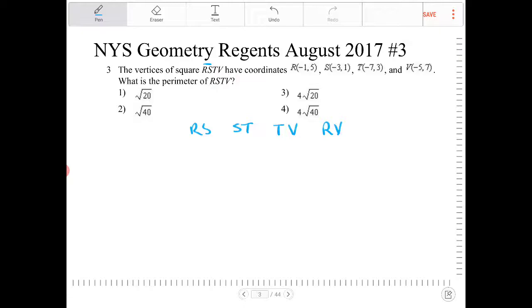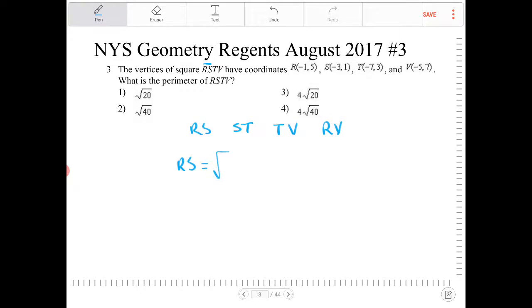If I find the length of one side of the square, I can figure out the perimeter, because in a square all four sides are the same length. So I want to determine the side length of the square by finding the length of RS. To find RS, I'm going to use the distance formula.